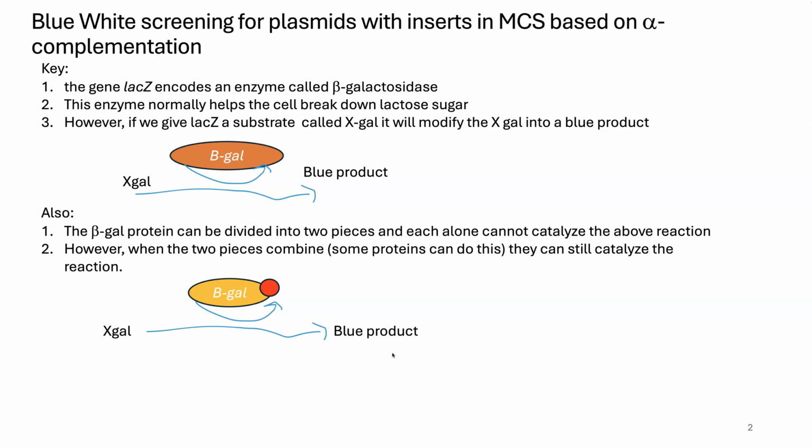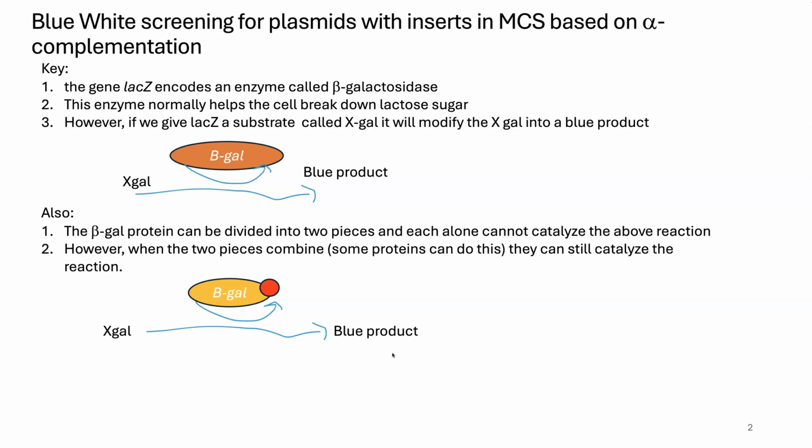So the plasmids that we use for blue and white screening, these are ones that have been specially engineered. So it's not like they're naturally occurring. None of the plasmids that we use are naturally occurring. They've all been heavily modified to serve certain purposes.